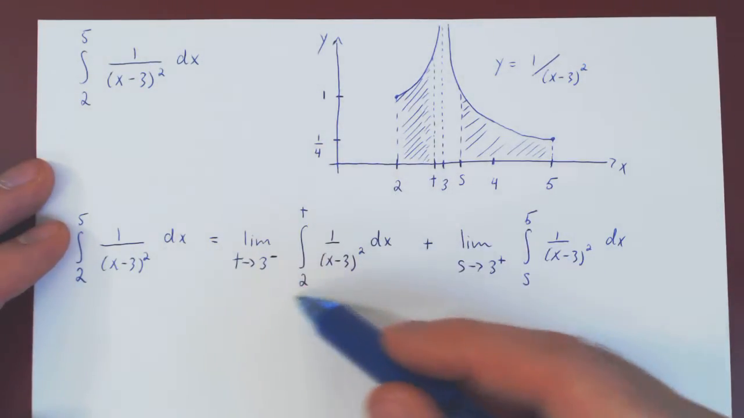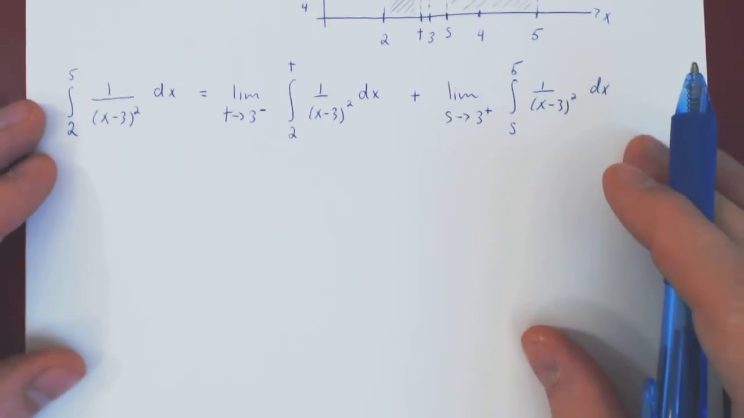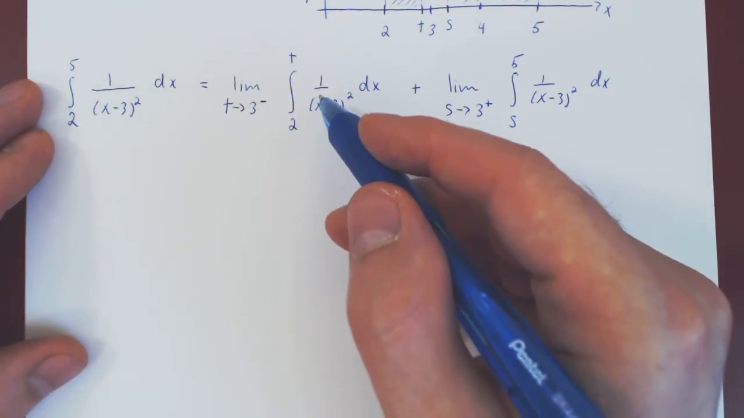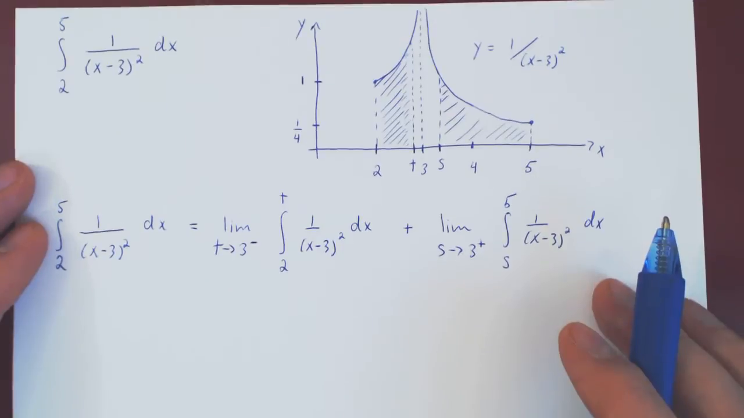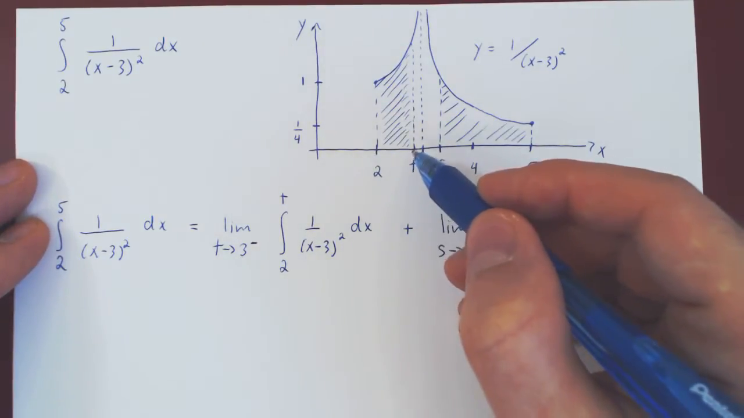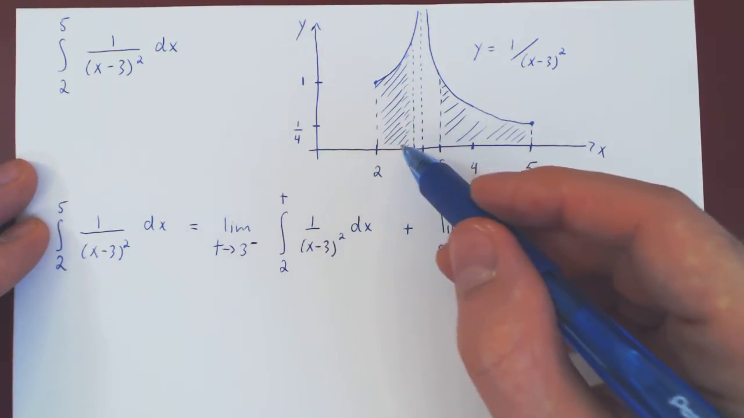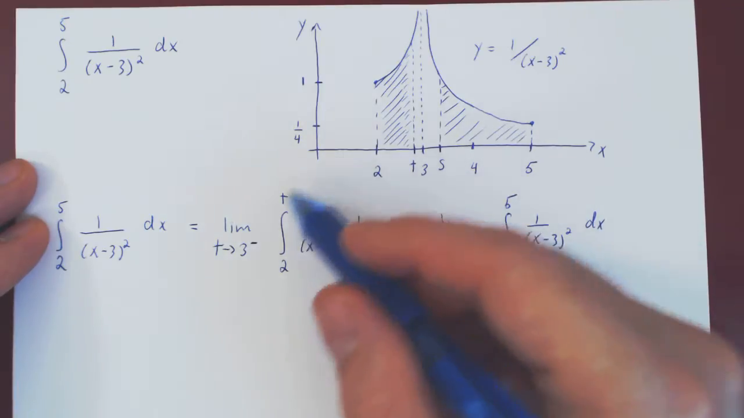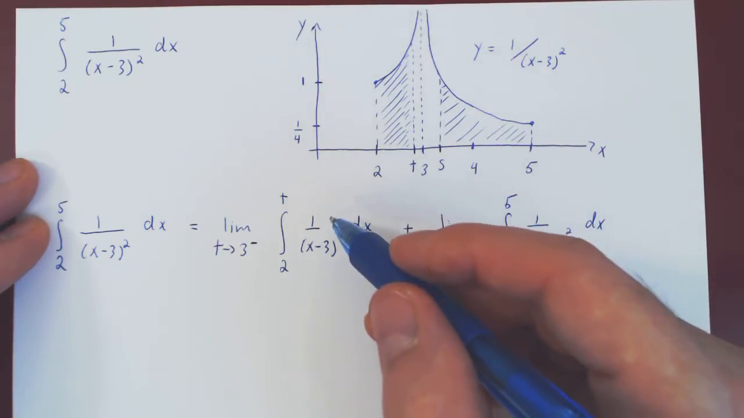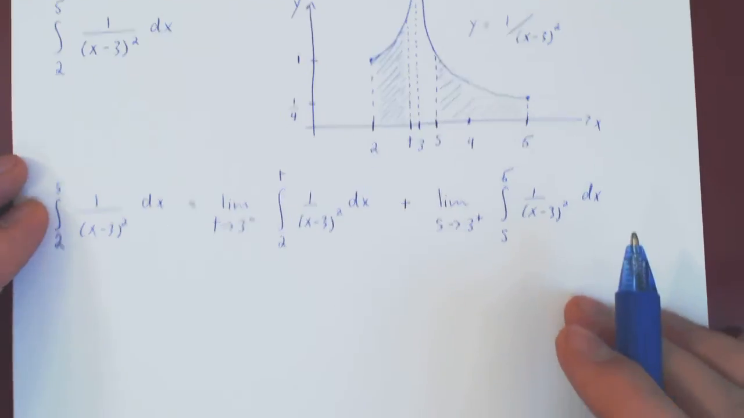So let's try and look at the first limit. As always, because now from 2 to t our function is continuous, we can use the fundamental theorem of calculus, and all we really need is an antiderivative.